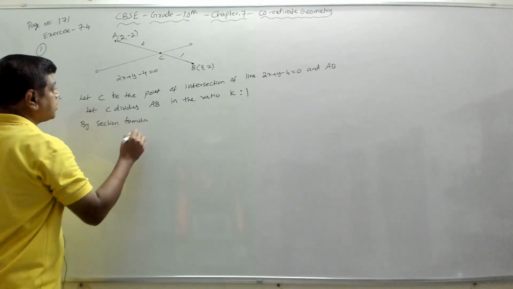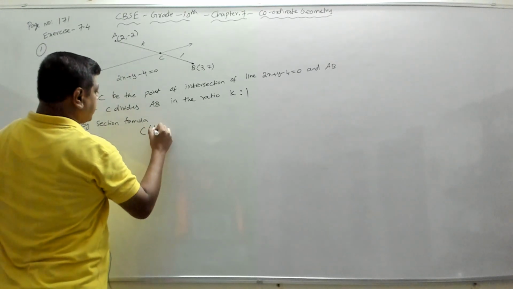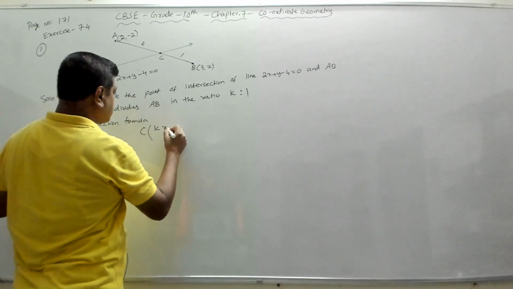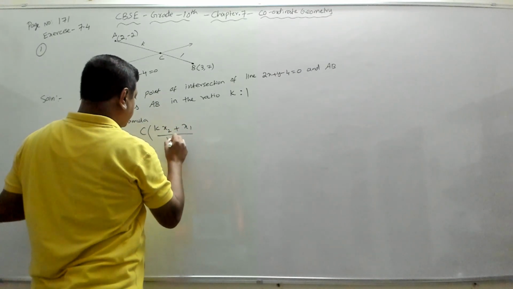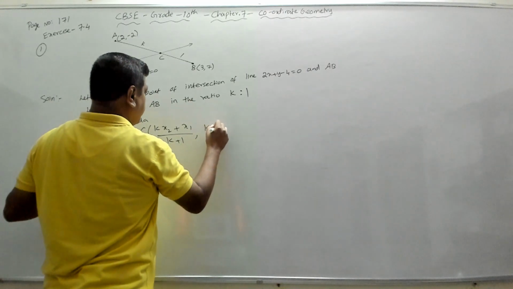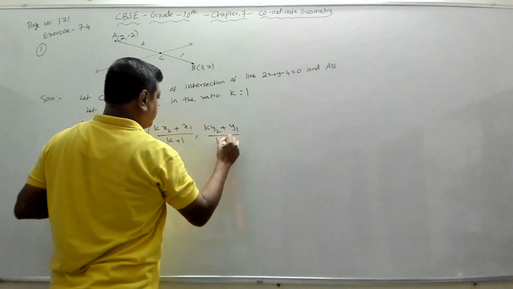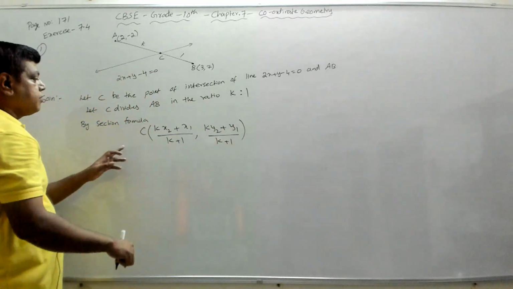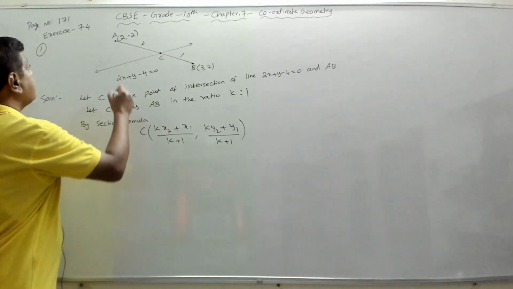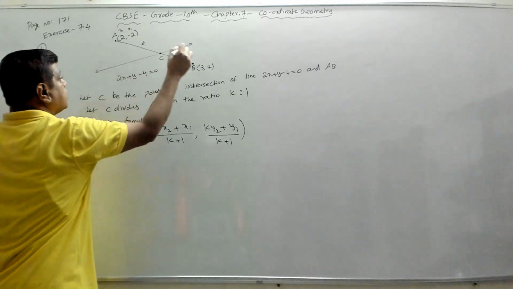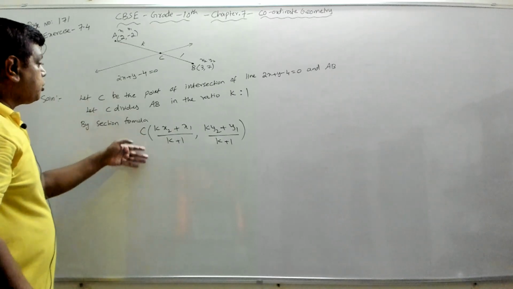we can write the point C as (K x2 plus x1) by (K plus 1), (K y2 plus y1) by (K plus 1). So this is what the section formula says if C divides the line segment AB in the ratio K is to 1, where this is your x1, y1, and this is your x2, y2. Now we shall substitute these values here.